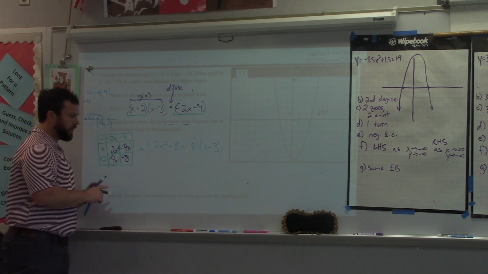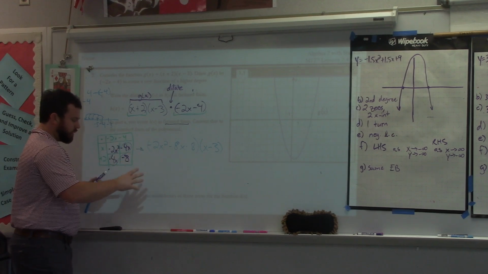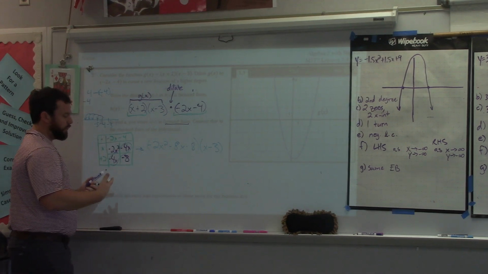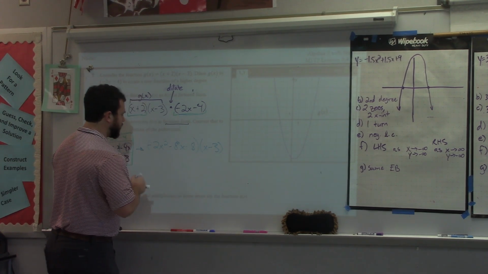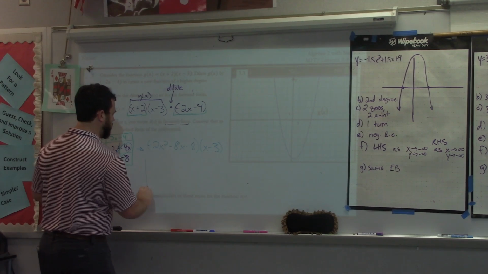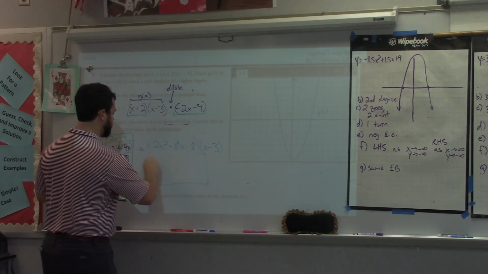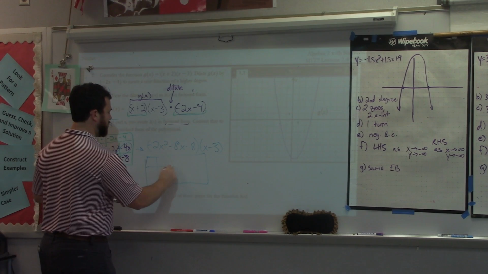The only thing we need to keep in mind here is I'm going to do an area model again, but one side has to be what? Has to be longer. So, does it matter which one is longer? No.